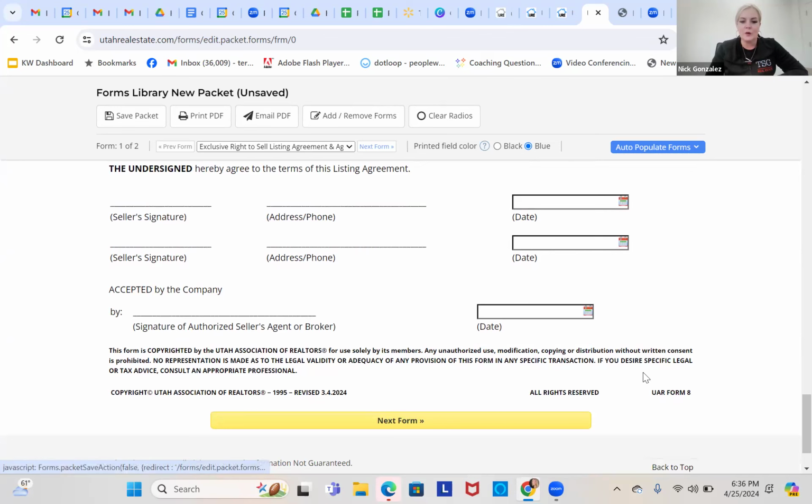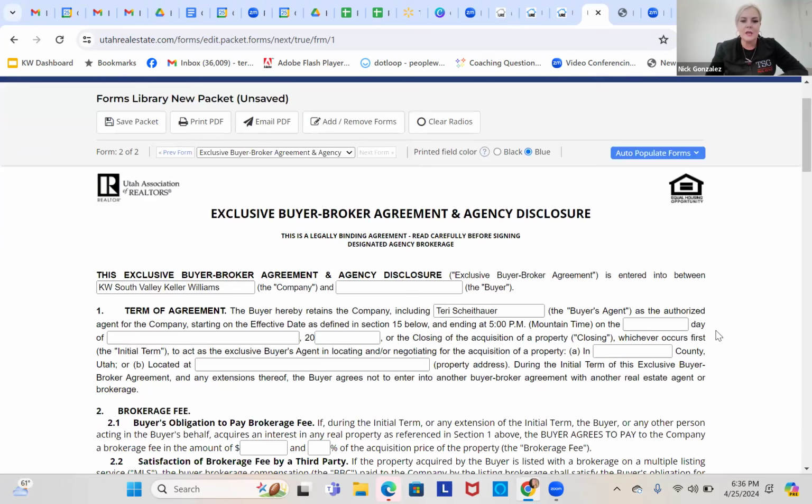The next form is the buyer agency form. So let's go over that. Again, just as a reminder, you've already displayed your value. You've already talked about your value. You've already showed the reason why they want to hire you, and they've agreed to do that. So this is basically saying that we're entering into an agreement between Keller Williams, the buyer, and us as the agent. And so again, this deadline is the ending date.